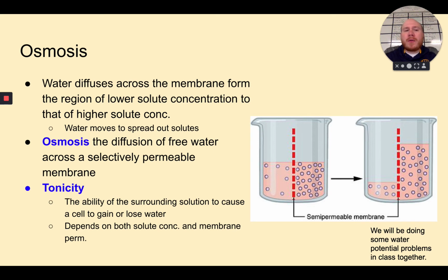And when we look at this, we're going to talk about tonicity. It's the ability of the surrounding solution to cause a cell to gain or lose water. And it depends on the solution concentration and the membrane's permeability.